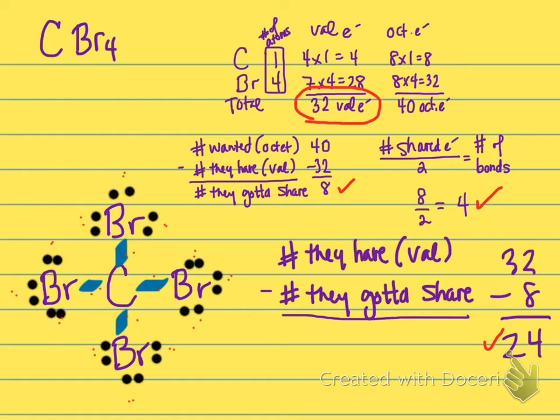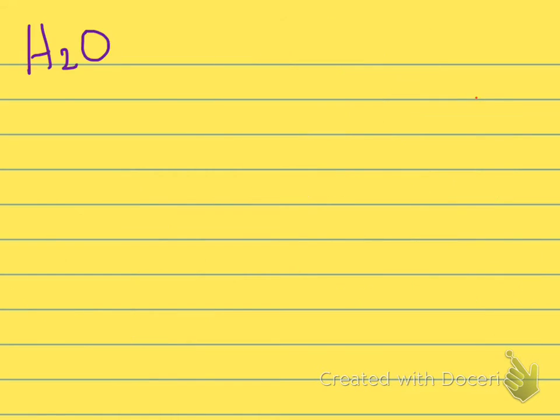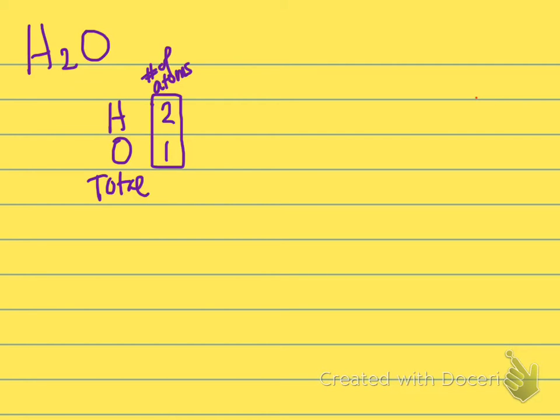We'll talk a little bit more about things that aren't later. Let's do one more nice neutral octet conforming molecule together. So let's try good old H2O, water, everybody's friend. Well, remember, first we want to jot down how many of each atom we've got, and here we have 2 hydrogens, 1 oxygen.